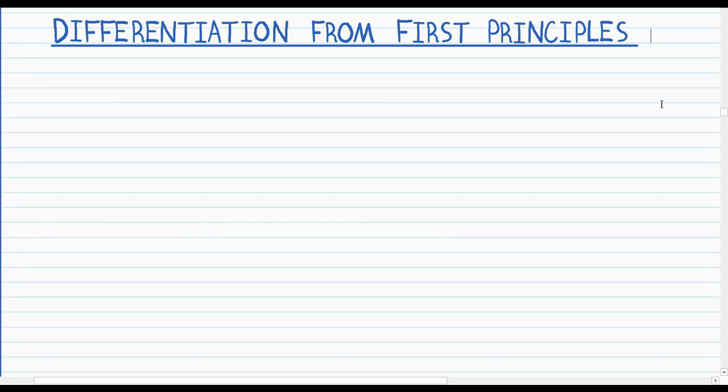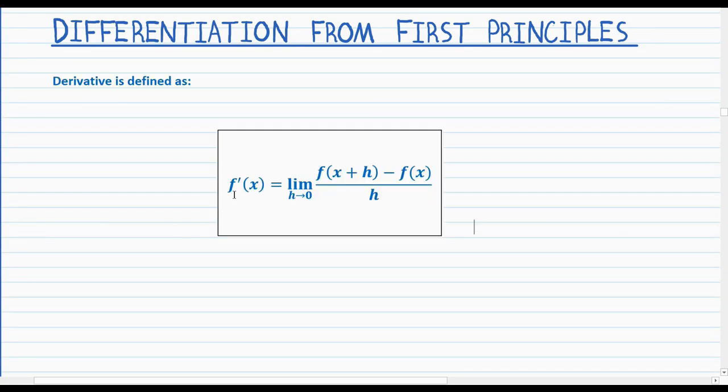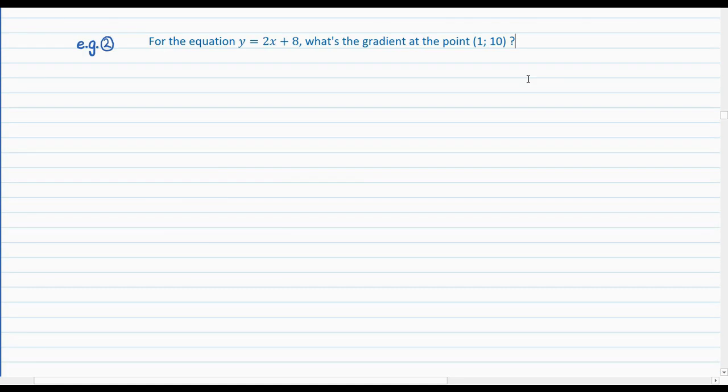The derivative is defined as f prime x equals the limit of f of x plus h minus f of x, all over h, as h tends to 0. I'll apply it to the first two examples we looked at from before. First, there was the straight line equation where f of x equals 2x plus 8, whose gradient we know is 2. So we can try to derive the derivative equation, then just sub in the x value of 1.